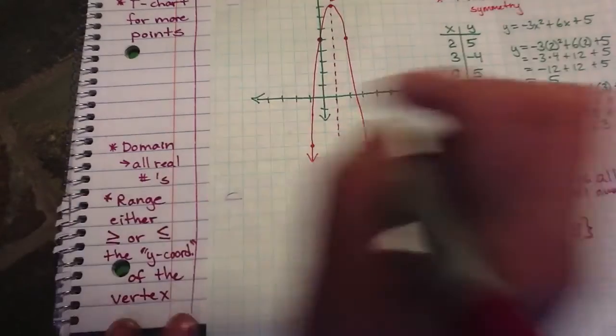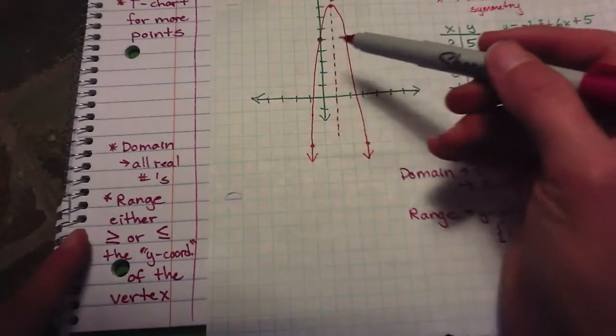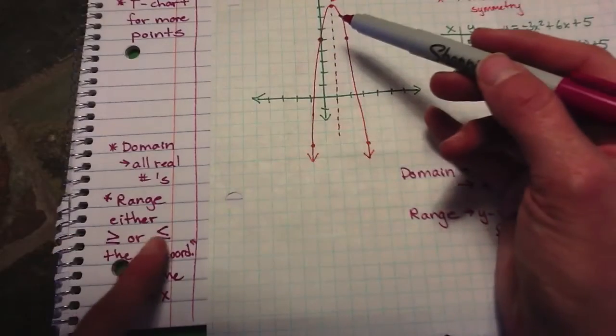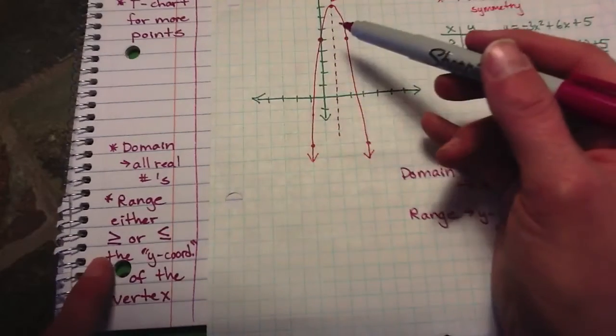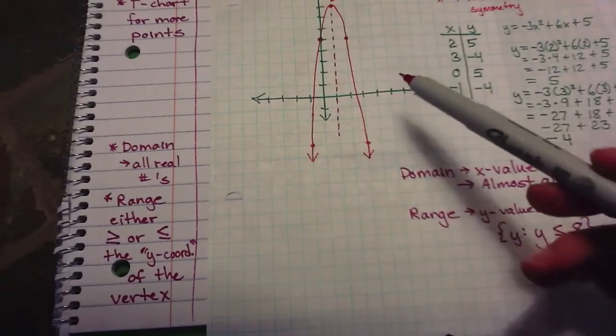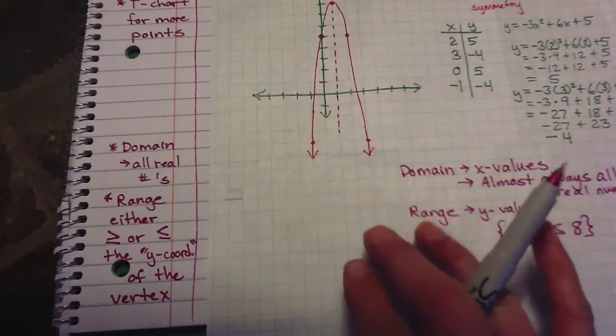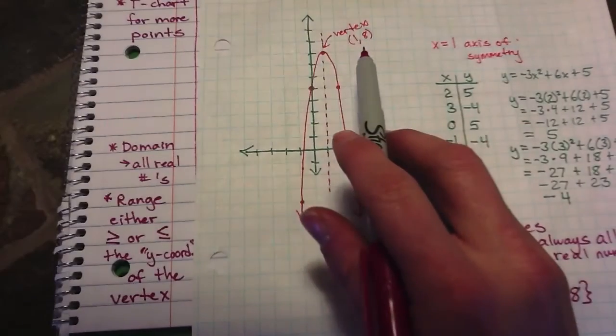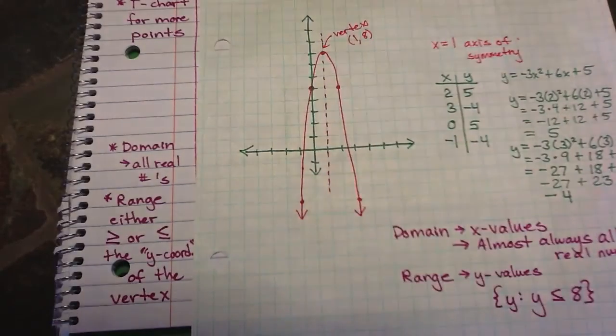And hopefully most of you are getting good enough at reading graphs to be able to figure out that when it's opening down, they're obviously going to be less than or equal to. When it's opening up, they're going to be greater than or equal to. And it will always be based on that y value of the vertex every time.